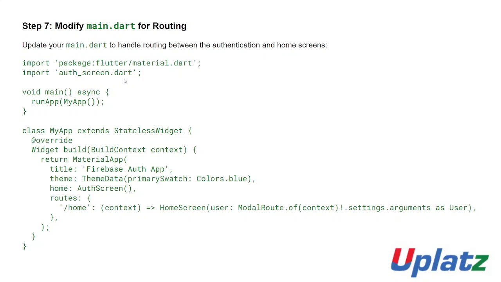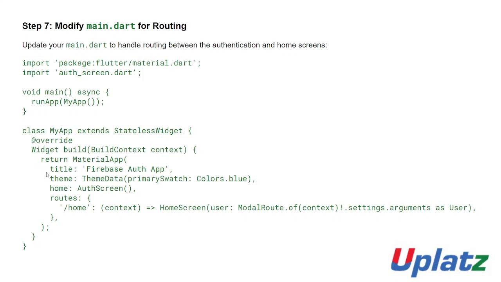Import within quote package flutter material dart. Import auth_screen dart. Void main async, runApp MyApp. Here MyApp extends StatelessWidget. @override Widget build context. Then second bracket open, return MaterialApp, bracket open.